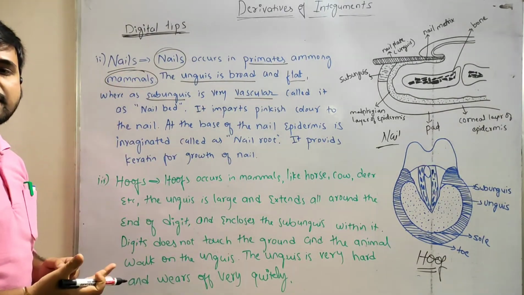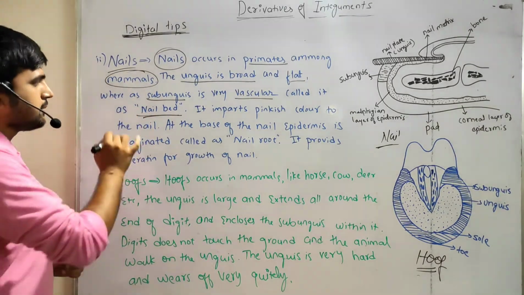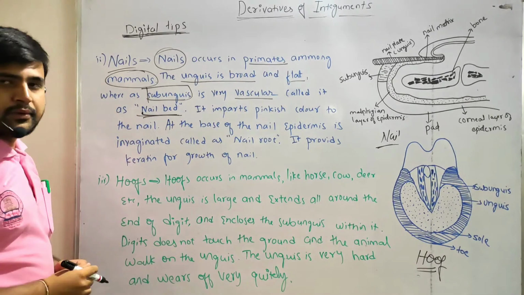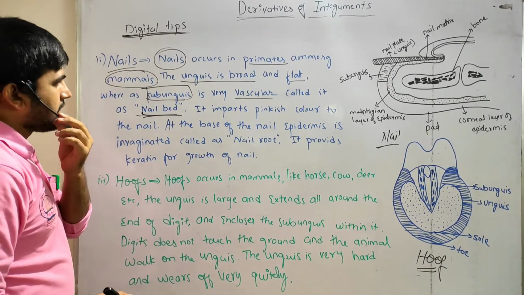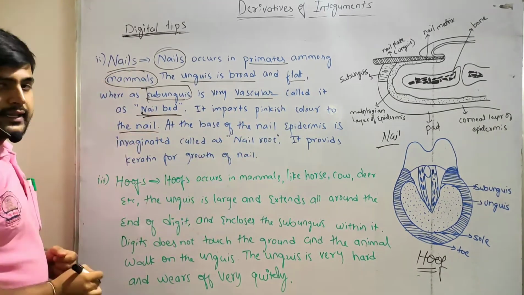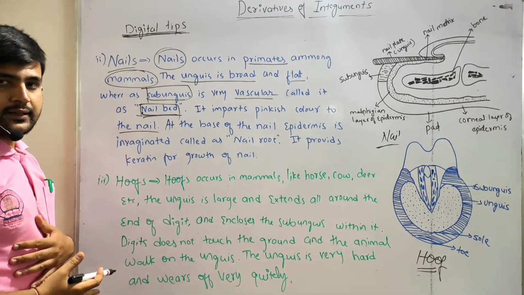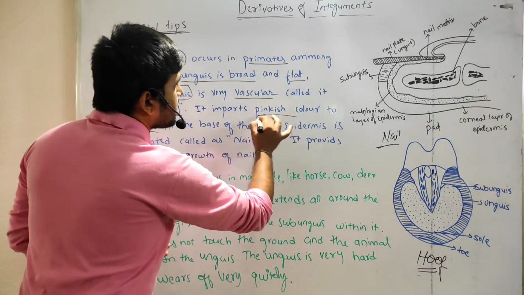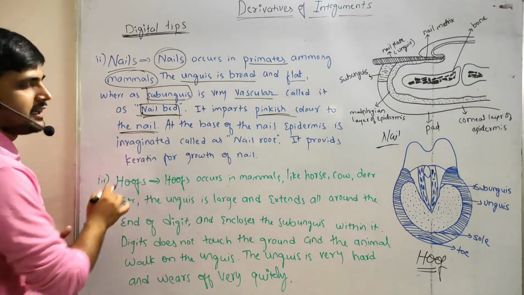Vascular means provided with vessels, right? That's why it is called the nail bed. This subanguis is called the nail bed because in this case it is highly vascularized. It imparts a pinkish color to the nail. What will this nail bed do? It imparts a pinkish color to the nail, right?